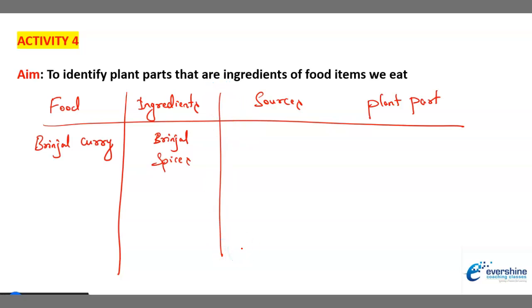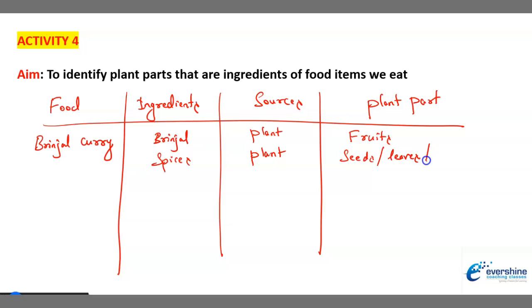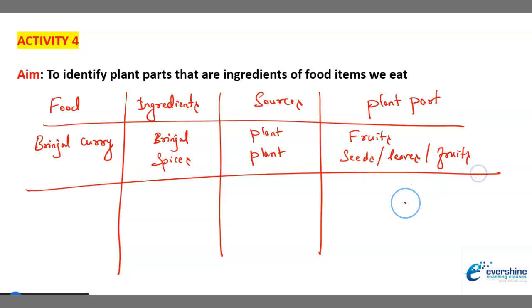Okay. Next, from where do we get them? We get this from plant. Even this also we get from plant. So can you tell me the plant part? This we get from fruits, and this we get from seeds. Sometimes we get from leaves and also from fruits. So like that you have to collect the information.